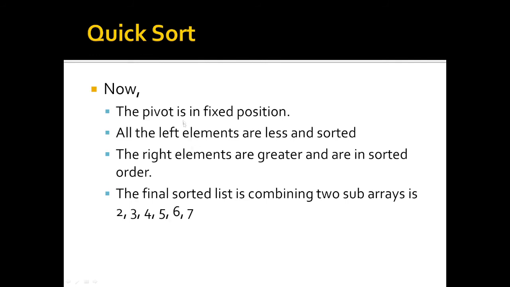So here, now the pivot is in the fixed position. All the left elements are less and sorted. The right elements are greater and are in sorted order. So the final sorted list is combining the two subarrays. So we have now 2, 3, 4, 5, 6, and 7. So that's now the quicksort algorithm. So let's take a look at the code.